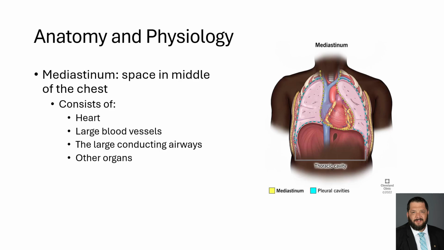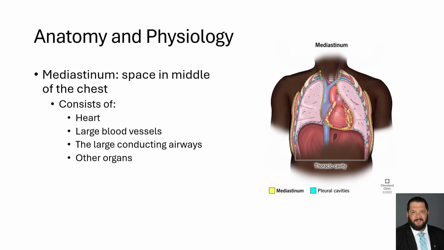It's worth noting that the mediastinum, or the middle chest area in the thorax, doesn't just contain the lungs. And this will become important when we talk about pulmonary blood flow and when we talk about intrathoracic pressure as a byproduct of things like positive pressure ventilation. It consists of things like the heart, large blood vessels, large conducting airways, and other organs, including the lungs.